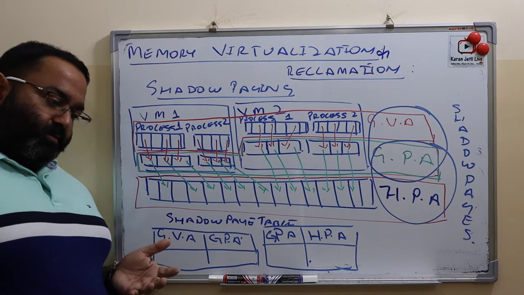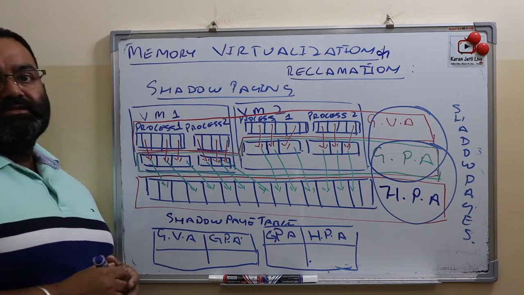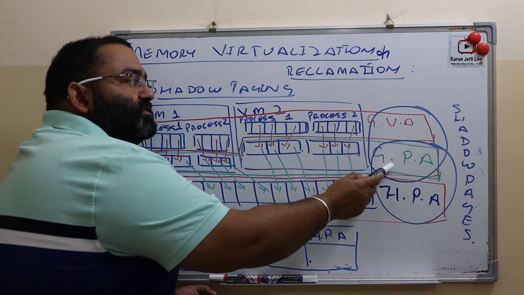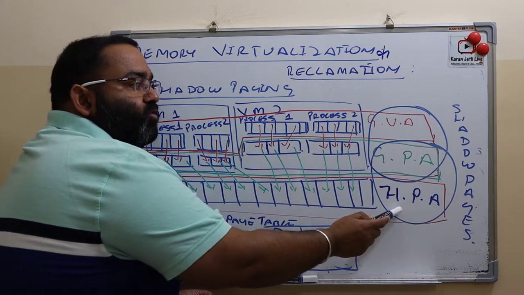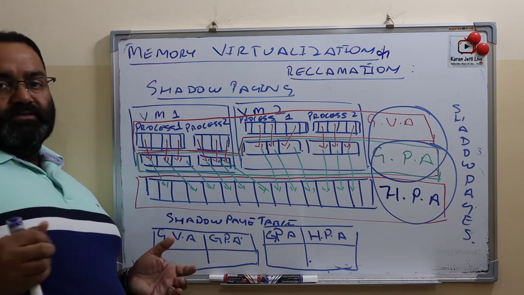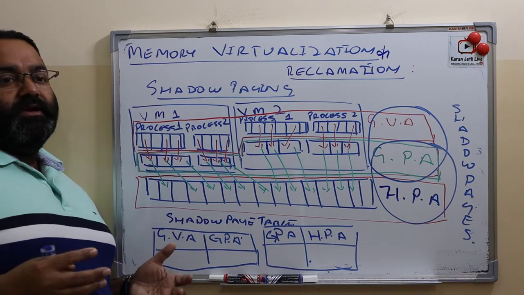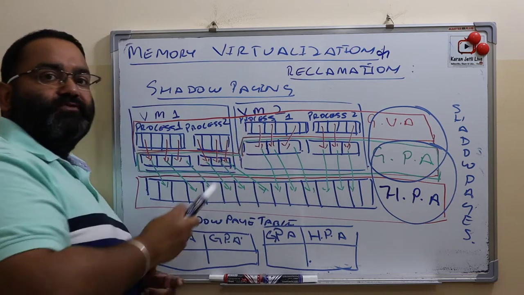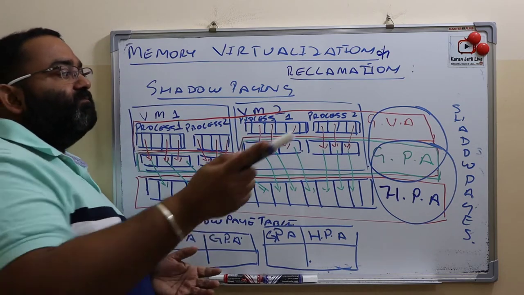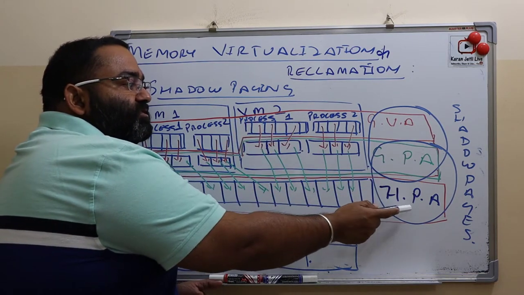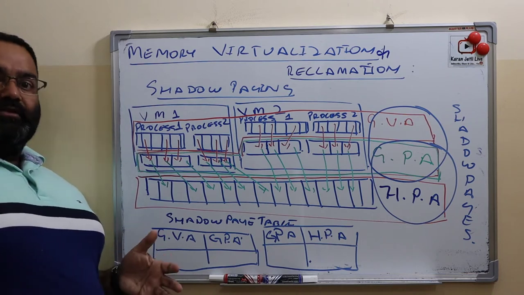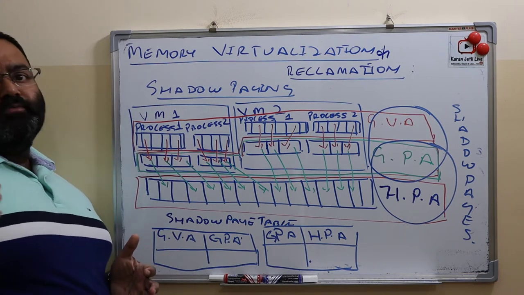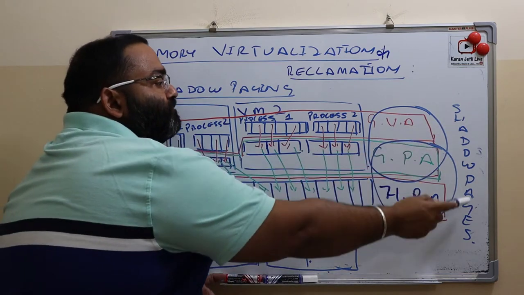Okay, now before we discuss this, we discussed something called guest virtual addresses, guest physical addresses, and host physical addresses. So what is memory management? It is mapping the guest virtual addresses with guest physical addresses, and then mapping the guest physical addresses with host physical addresses. Okay, so how do we do it using software? We follow an approach called shadow paging.